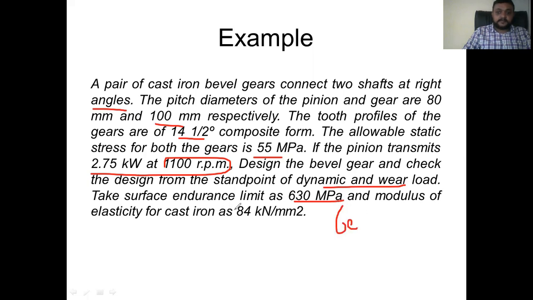And modulus of elasticity for both the gears, as both the gears are of cast iron, EP and EG are given. So it may be used to find out the K, as K is not directly given. So in the subsequent slide, you have to list out what is given.